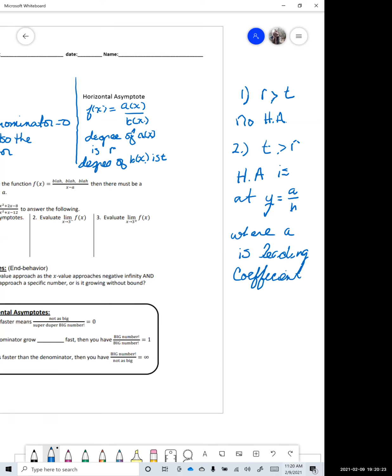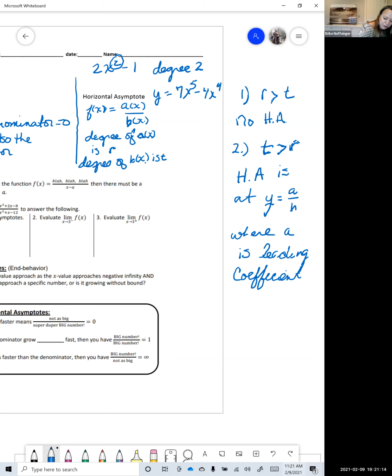Professor, what does it say under horizontal asymptote? Right here, where t is bigger than r. Oh, over here, where it says f of x is equal to some function a of x over some function b of x. The degree of a of x, recall, is the highest power of that polynomial, that exponent. So for instance, if I had 2x squared minus 1, my degree is 2 because of the square. If I had y equals 7x to the 5th minus 4x to the 4th, the highest power would be 5.